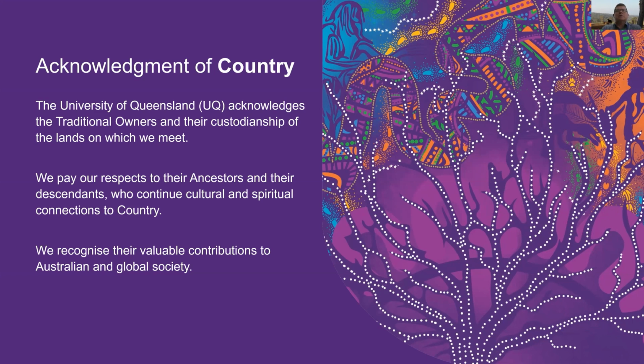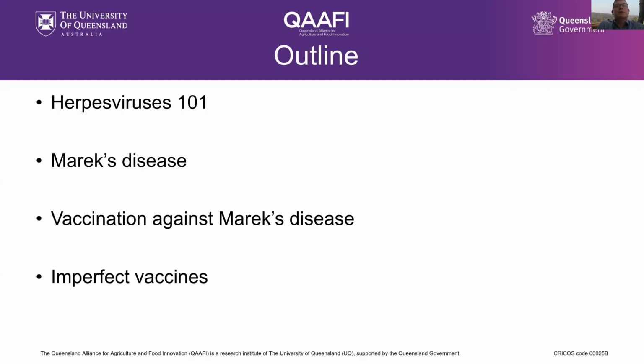So an outline of my talk today, a little bit of basic herpes virus biology, so virology 101. I'll then describe the disease of interest, which is Marek's disease, and then talk about what's happened in the past 40 to 50 years of use of vaccination to control Marek's disease, and then go a little bit into how and why we describe those as imperfect vaccines and what that might mean for us today.